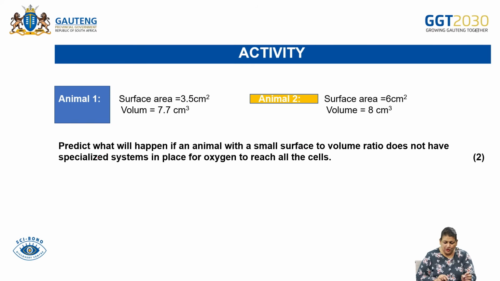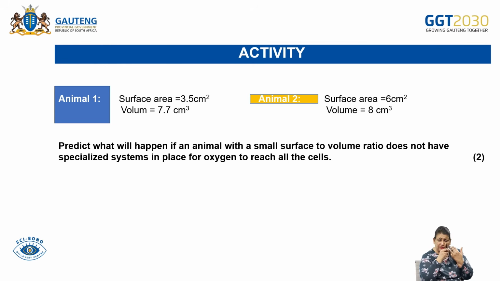Predict what will happen if an animal with a small surface area to volume ratio does not have a specialized system in place for oxygen to reach the cells. So let us assume, learners, that we were to breathe through our skin. What will happen? First of all, our skin is too thick. We have too many cells. So our skin does not satisfy the requirement of being thin, so it won't be able to diffuse.